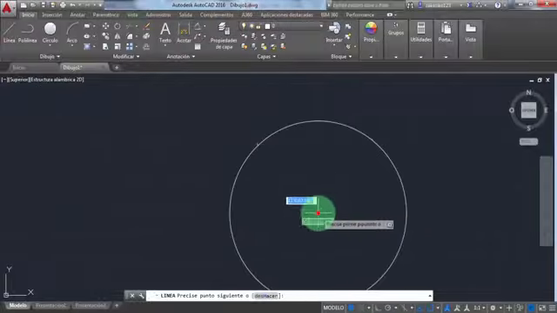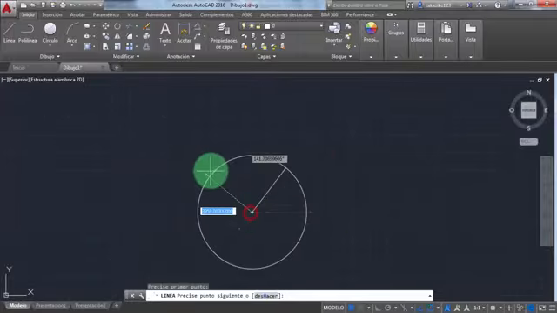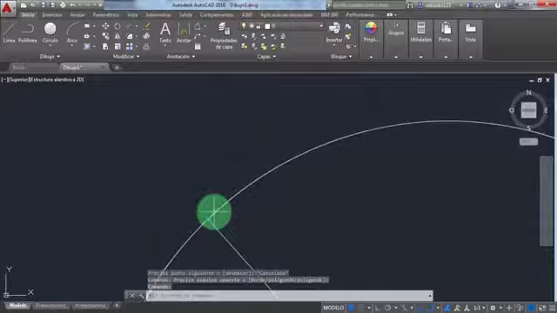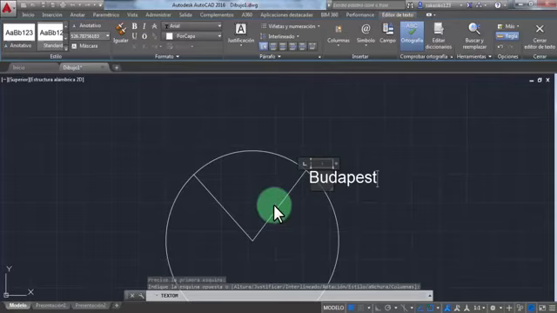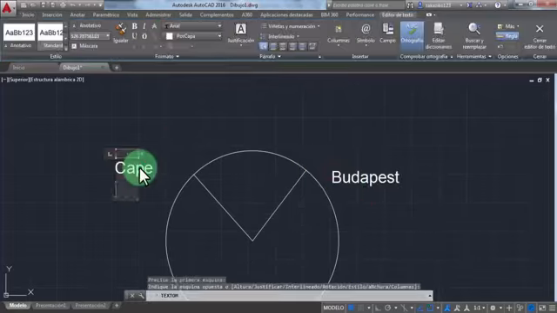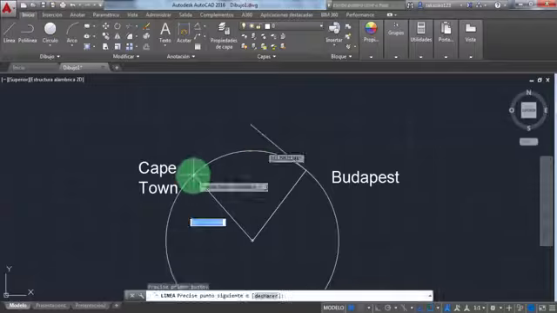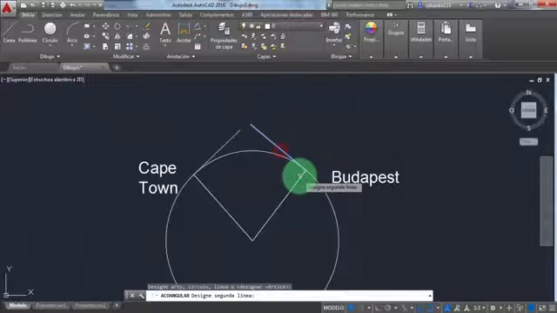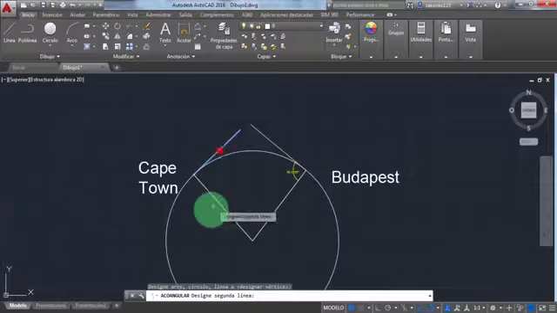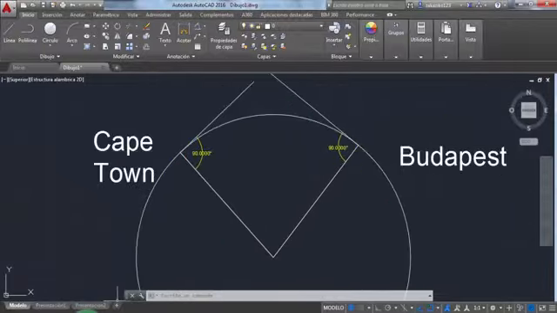I'm going to draw 2 lines to get tangent lines at 90 degrees. Now I'm going to write the names of the cities so you can understand what I'm doing. Now I'm going to draw the tangent lines. Okay, there you go. 90 degrees, confirmed.